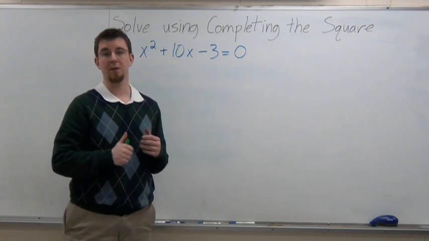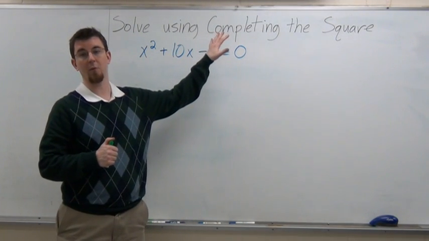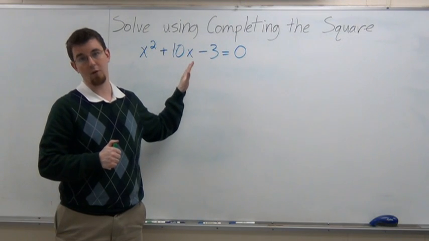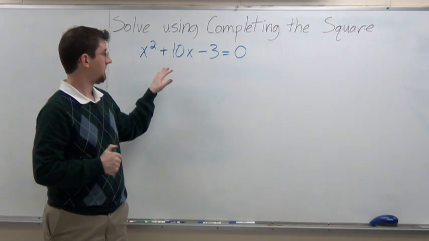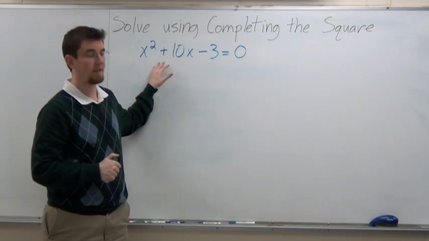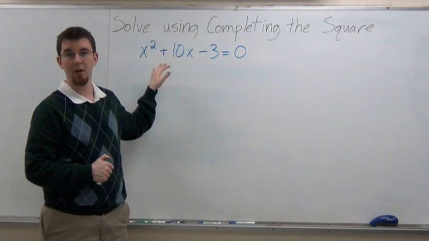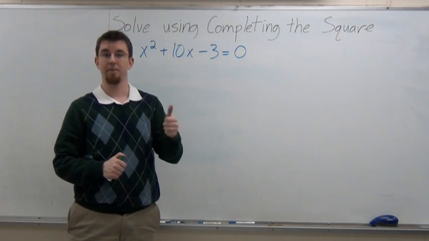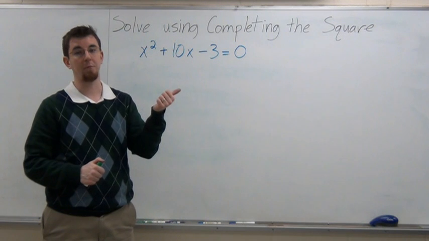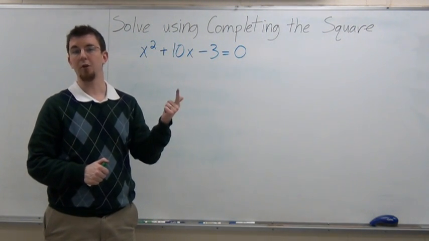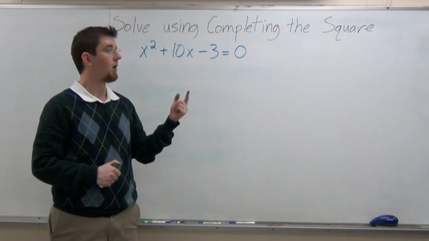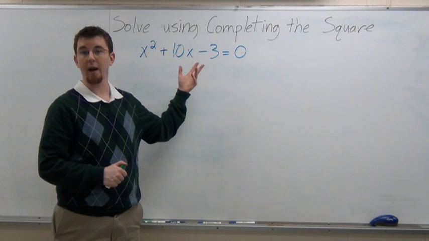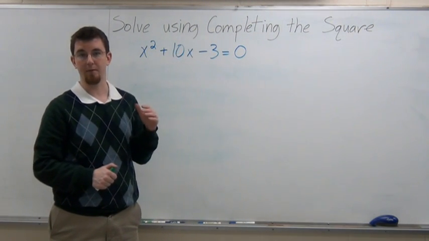The next process we're going to do is to use completing the square in order to solve for a quadratic. Now if you're given a problem like this, it equals 0, we want to solve for x, you can solve it one of three ways. You can factor it, if that's possible, and solve from there. You can always use the quadratic formula, or you can complete the square and solve using the square root method.